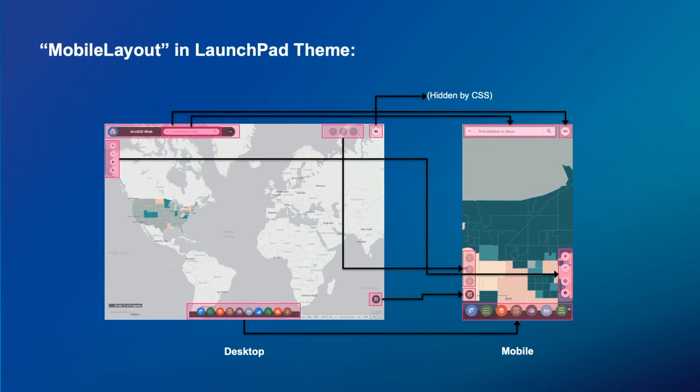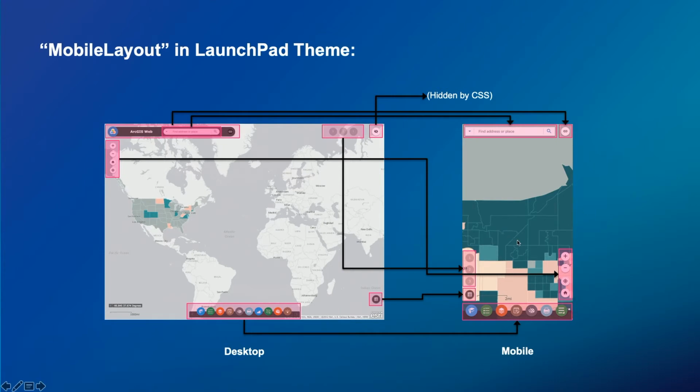So here we take the LaunchPad theme as an example to see how the mobile layout works. At the top, we have the header and the search. Those are all repositioned in the mobile view. The search is stretched to take the full width, and next to it is the header's link button. The other on-screen widgets, such as the zoom slider, the home button, and the locate button, are all relocated to the bottom right corner.